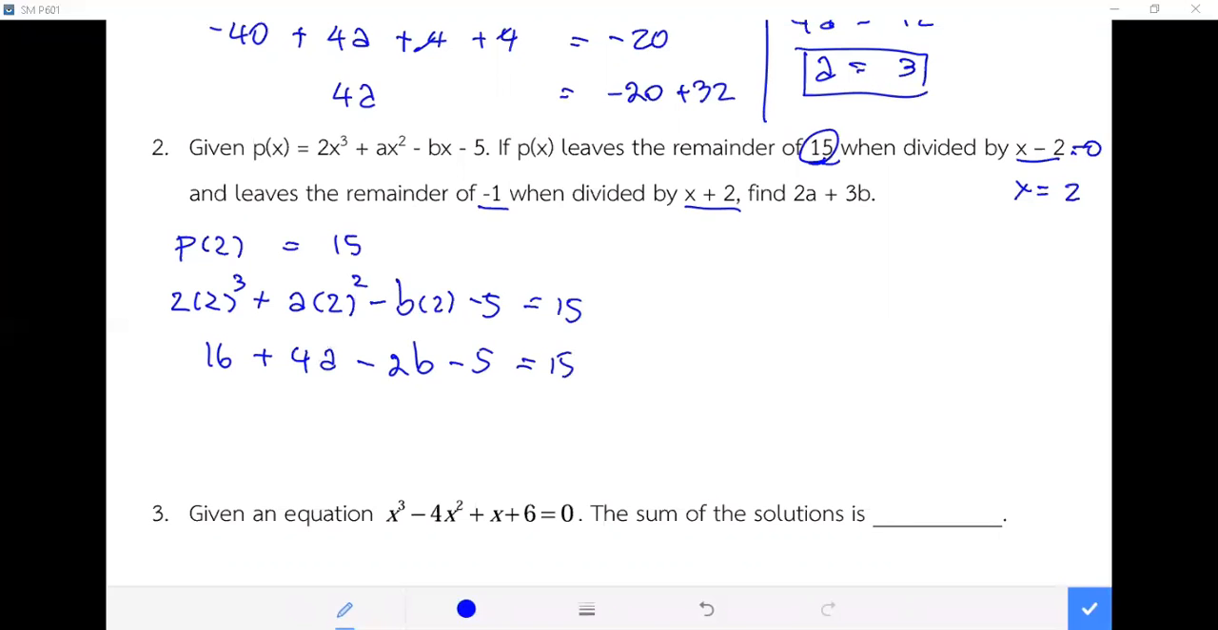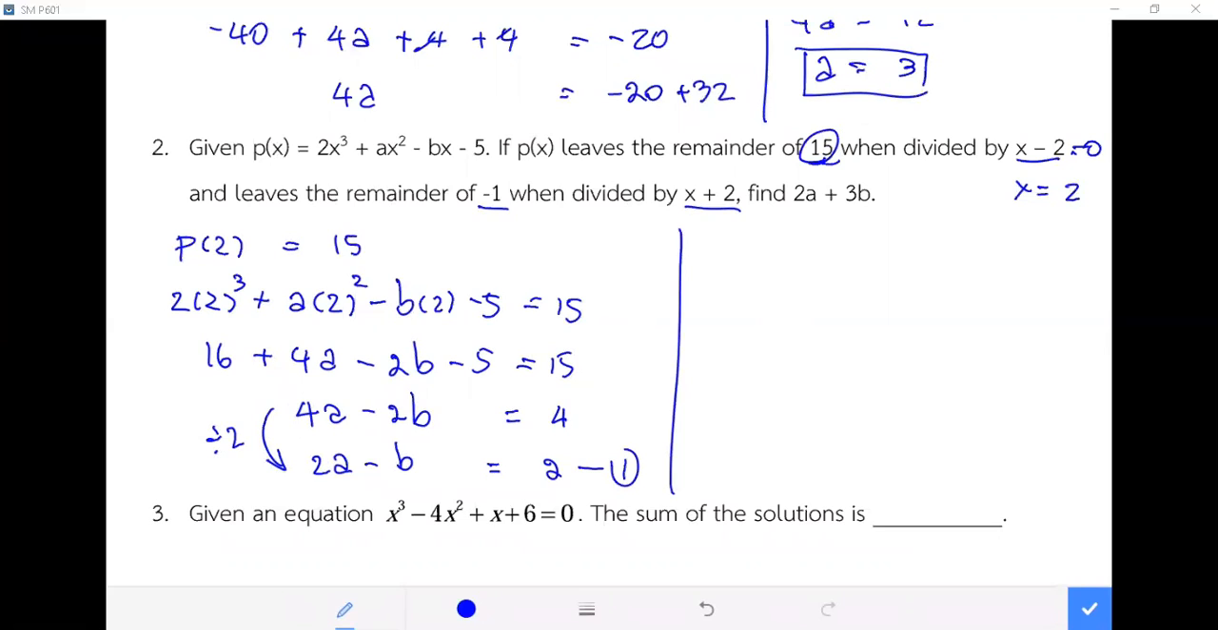So 8 times 2 is 16, plus 4a minus 2 times b, minus 5 is 15. Then 16 minus 5 is 11. Move it over and subtract: 15 minus 11 is 4, so you have 4a minus 2b is 4. Maybe divide by 2, and it's going to be 2a minus b is 2. You keep it as your equation number 1.